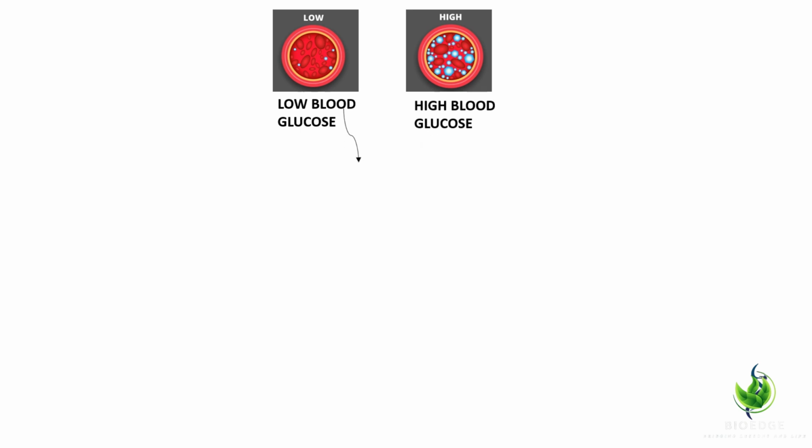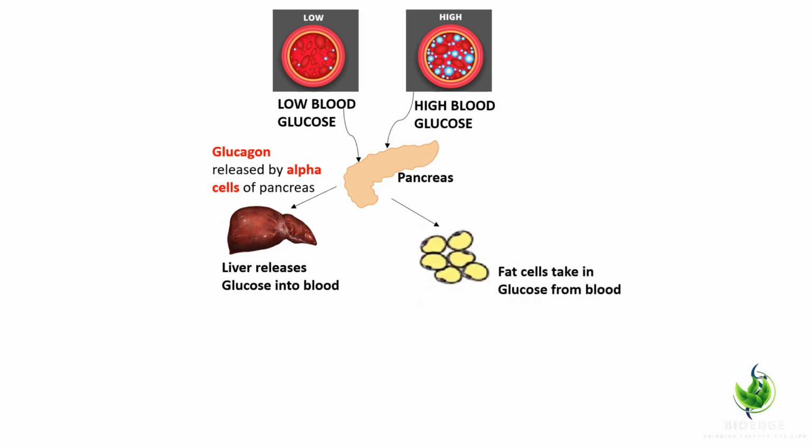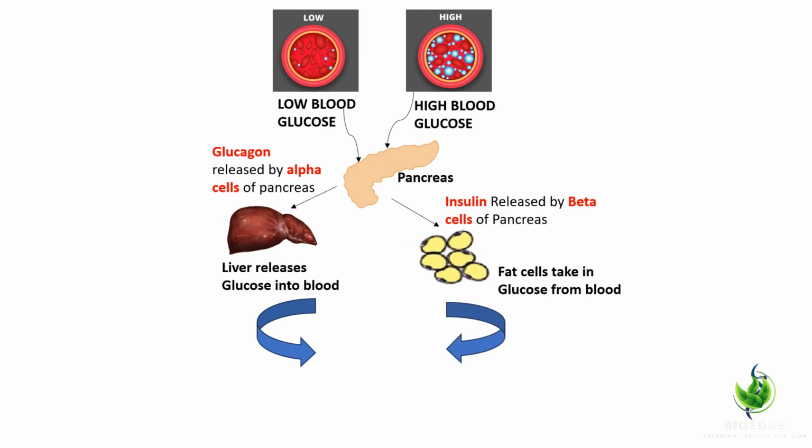In both cases, they will provide a signal to the pancreas. Now, this pancreas is going to release hormones. In the case of low blood glucose, the pancreas will release glucagon by alpha cells, and that will trigger the liver cells to convert the glycogen into glucose. On the other hand, if you have high blood glucose, then the pancreas will release insulin by beta cells, and this insulin will order the glucose to be taken up by the fat cells, and this way they will provide balance to the blood glucose level.